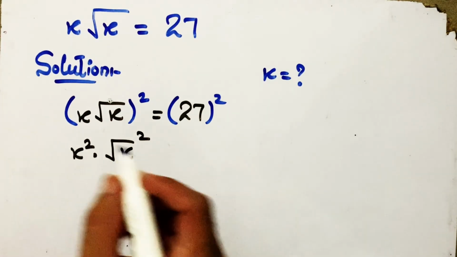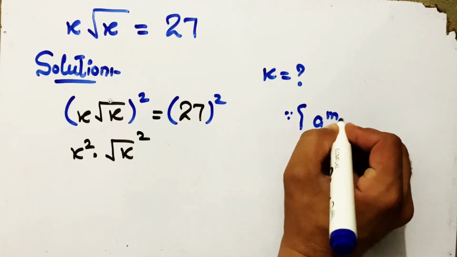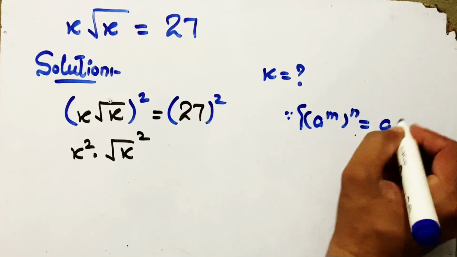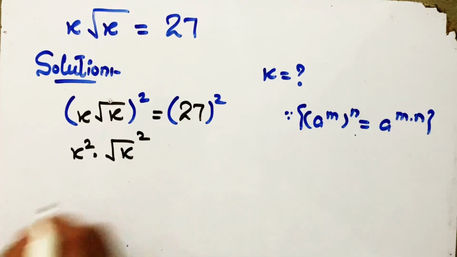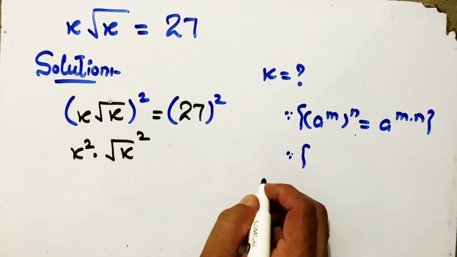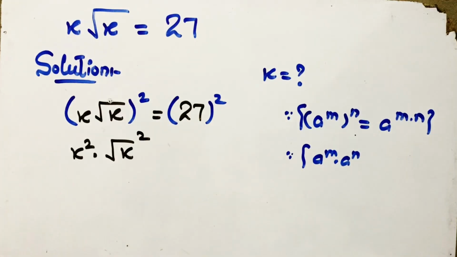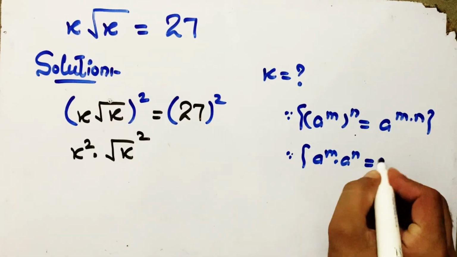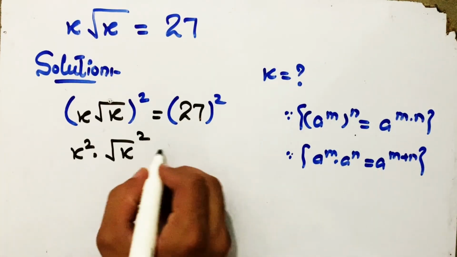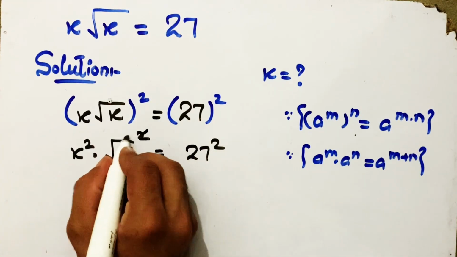I am using the power of a power rule here, where a to the power of m, whole power n, means a to the power of m times n. I am also using that if a to the power of m is multiplied by a to the power of n, the powers will be added. So the next step is 27 squared. Square and square root cancel.